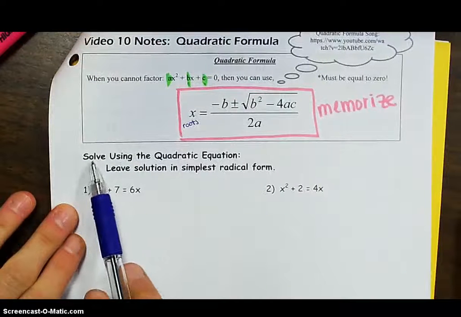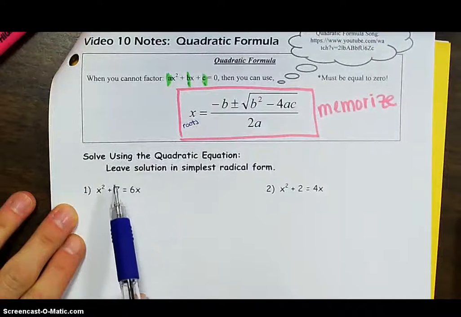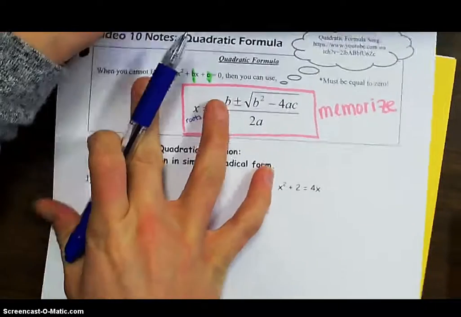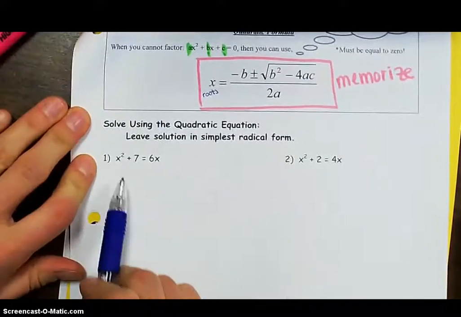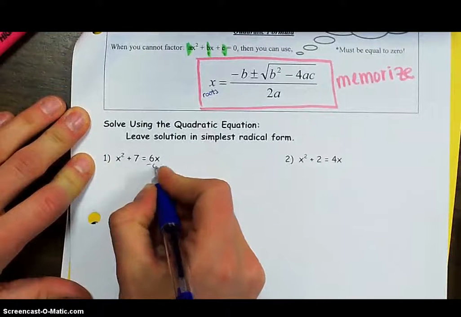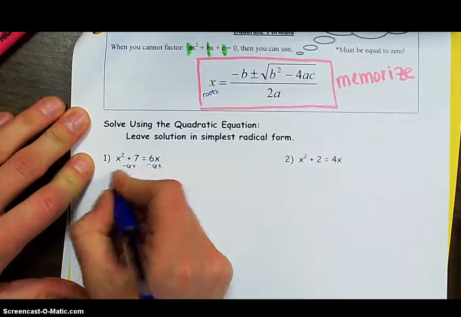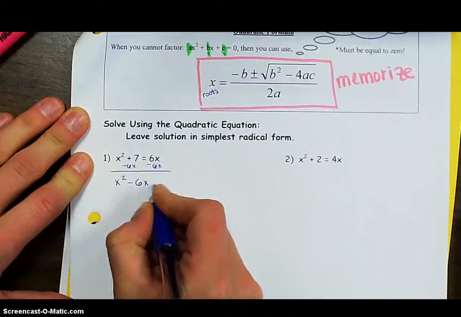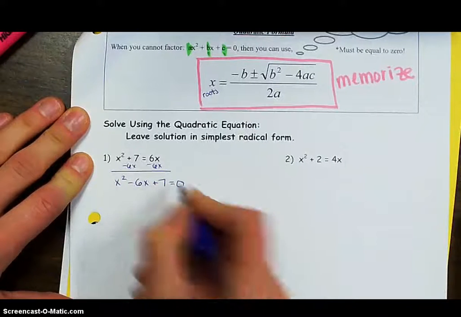So number one, here we have: solve using the quadratic equation, leave solution in simplest radical form. All right, so let's go ahead. The first thing we have to do is make sure this is set equal to 0. So I'm going to subtract the 6x over. So now we have x squared minus 6x plus 7 is equal to 0.